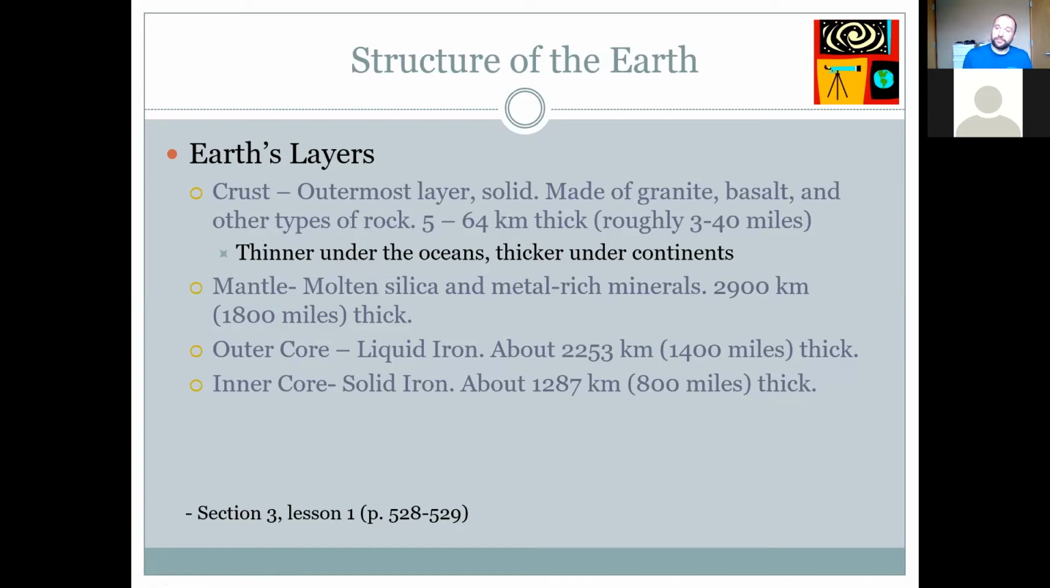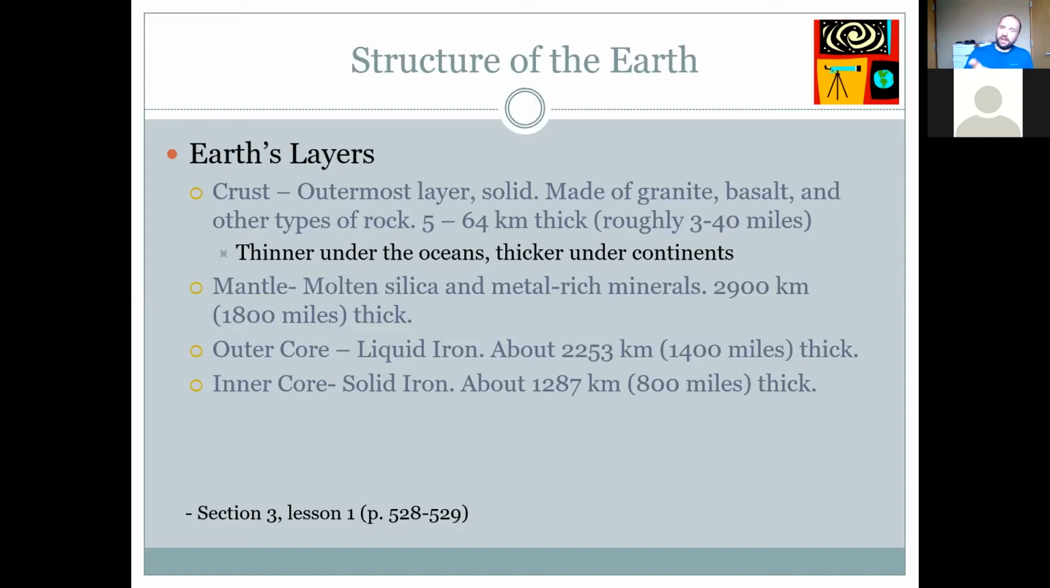And typically under the ocean, crusts are much, much thinner. So the ocean is where you see the crust more in the 3-mile thickness. And under the continents is more where you see the 40 miles. All right. So like below us right now is probably somewhere around 40 miles of solid, right?